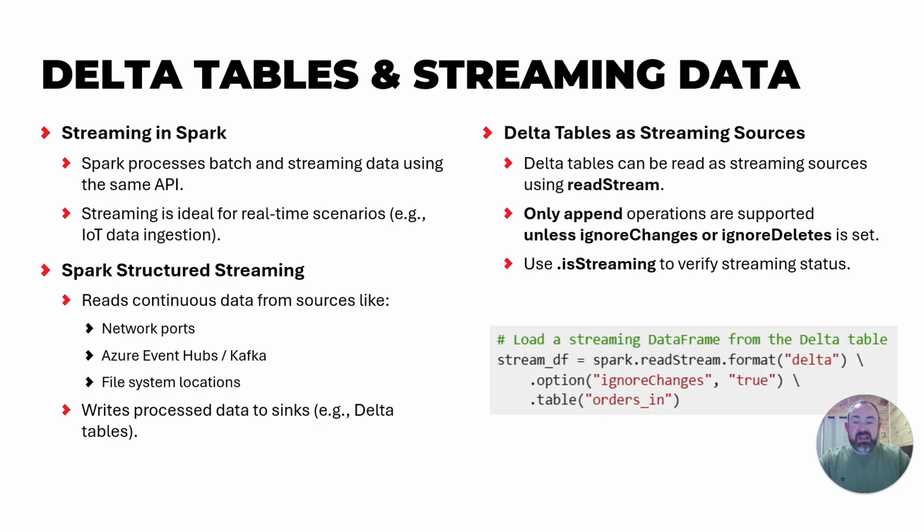It reads continuous data from sources like network ports, Azure Event Hubs, Kafka, file system locations, and writes processed data to sinks, e.g. the Delta tables. Delta tables as a streaming source. Delta tables can be read as streaming sources using readStream. Only append operations are supported unless ignoreChanges or ignoreDeletes is set. Use .isStreaming to verify the streaming status.